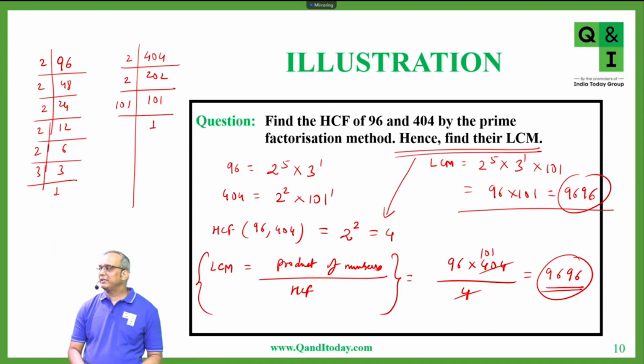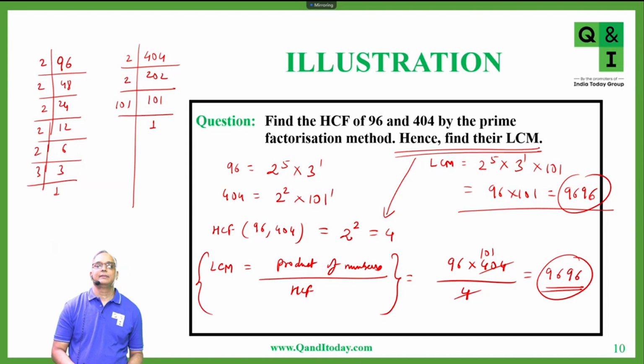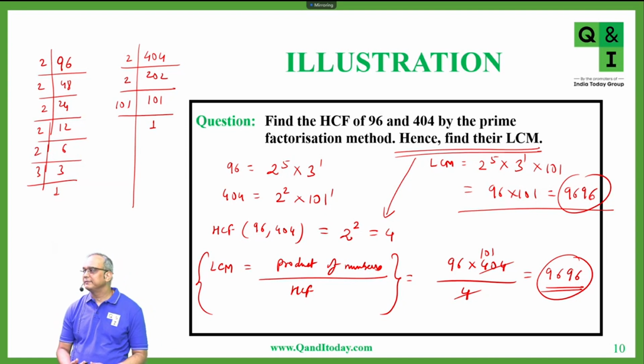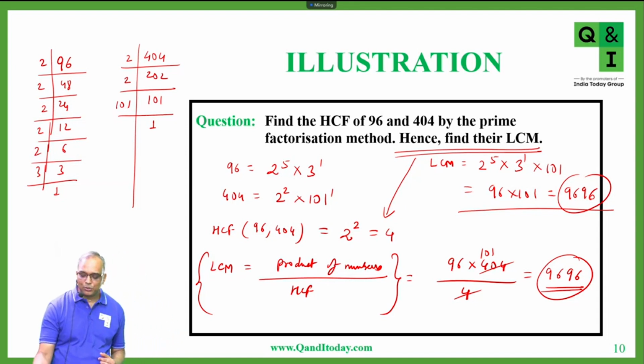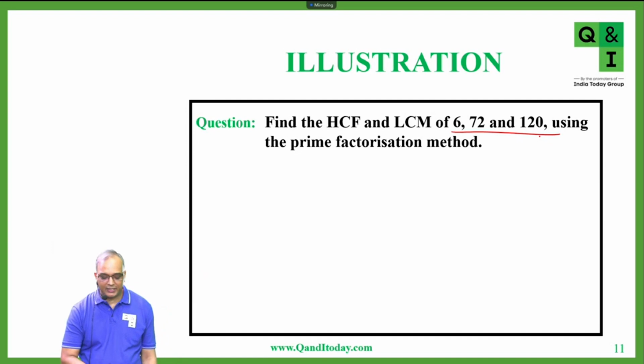Is it clear, students? Did you understand the concept? When to use this formula? Okay, let's go to the next question. Question is find the HCF and LCM of 672 and 120.